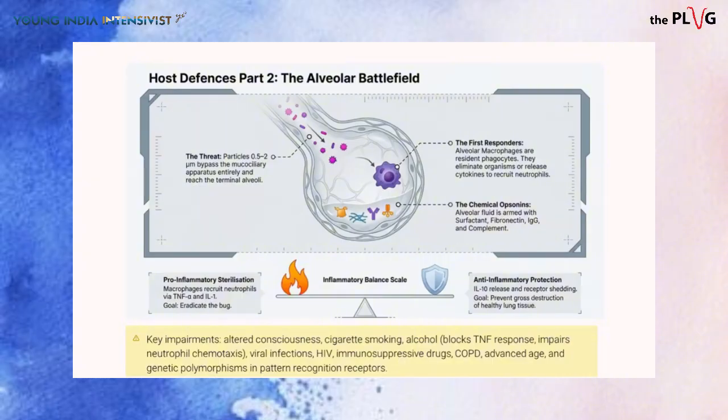At the same time, it is important to consider that there may be key impairments of these host defense mechanisms in conditions such as altered consciousness level, smokers, heavy alcohol intake, which blocks the TNF response and impairs neutrophil chemotaxis, some viral infections, HIV, immunosuppressive drugs, COPD, advanced age, and some genetic polymorphisms.